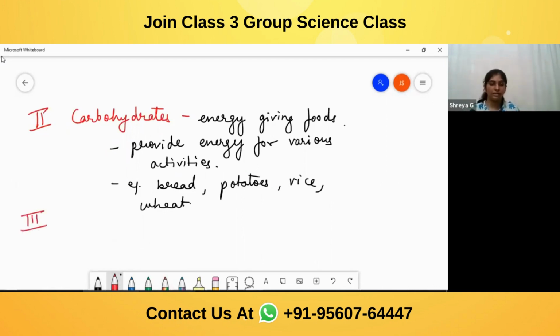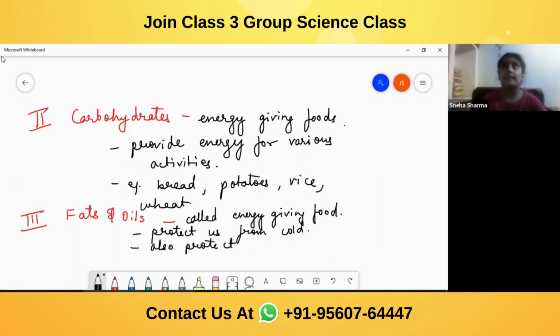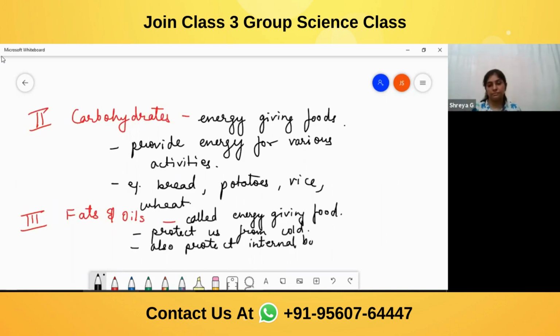Coming to the third one, that is fats and oils. They are also called energy giving foods. And they protect us from cold. Also protect the internal body organs. Examples can be your butter, oil, nuts, meat. These are all examples of fats and oils.